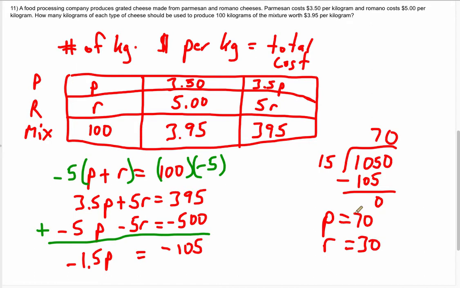Now we can test that. So 70 plus 30 is 100, so that works. And then, let's see, 3.5 times 70 is 210 plus 30, so 245. And then 5 times 30 is 150, and together that would be 395. Success. So, question, how many kilograms of each type of cheese? Well, 70 kilograms Parm and 30 kilograms Romano. All right, next problem.